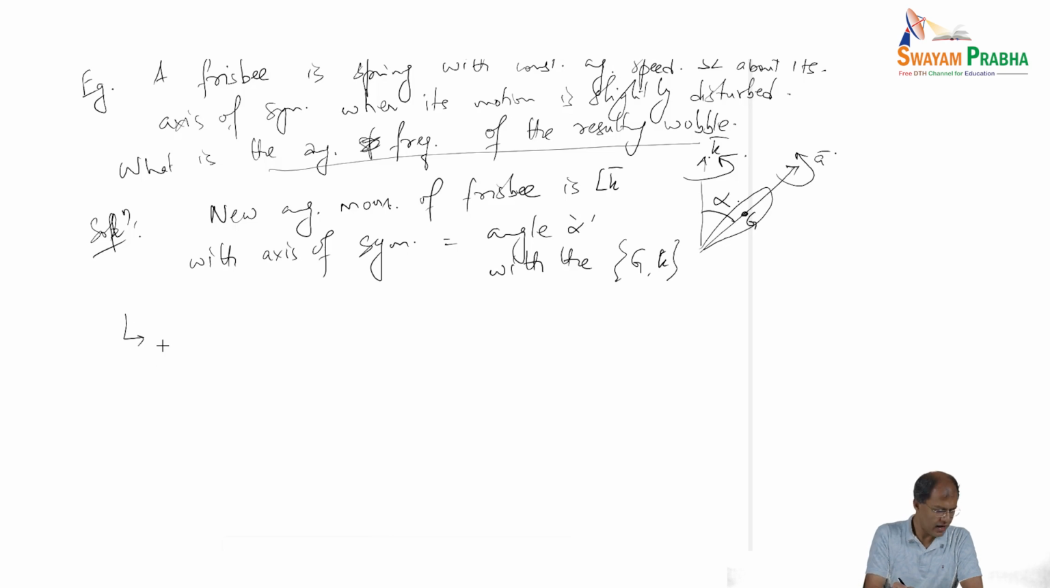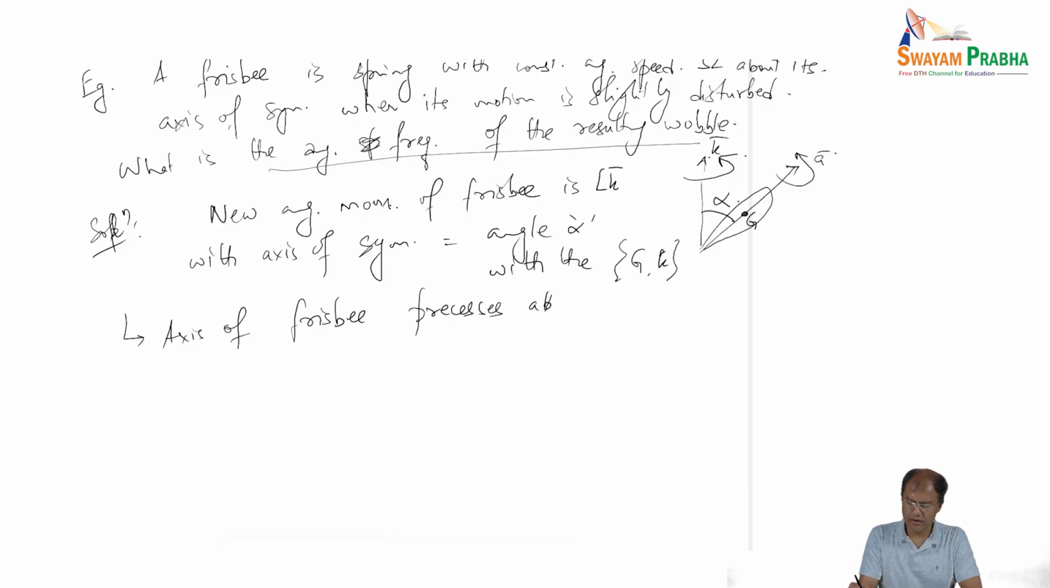Okay, so then the axis of the frisbee precesses around this G comma K axis with angular speed L over A. So this is the so-called wobble. This is my wobble here, and then suppose we have the angular momentum around the spin axis.